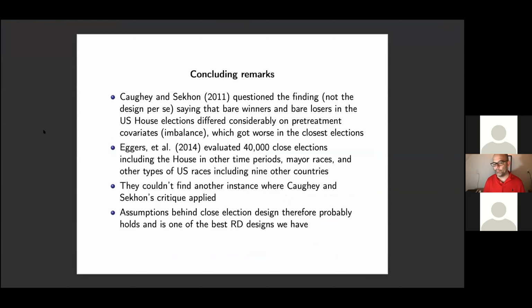But then others have studied it using over 40,000 close elections around the world, including the House from other time periods, mayor races, other types of US races, 9 other countries. You don't see the same problems as you saw with the original. So they couldn't find another instance where that critique applied. So assumptions probably hold. It's one of the best RD designs that we have.